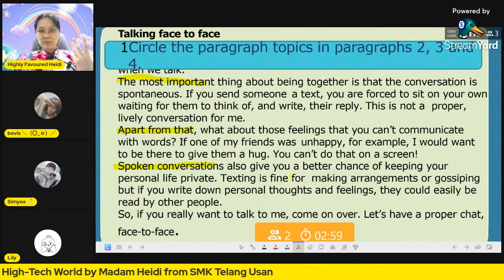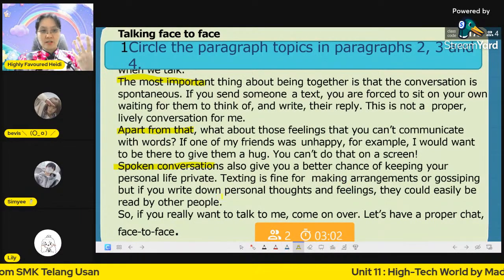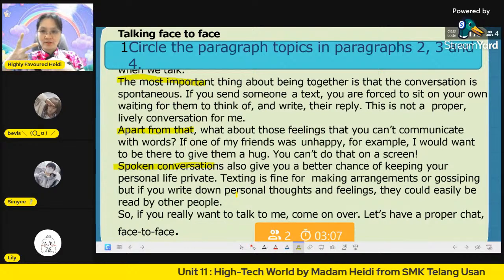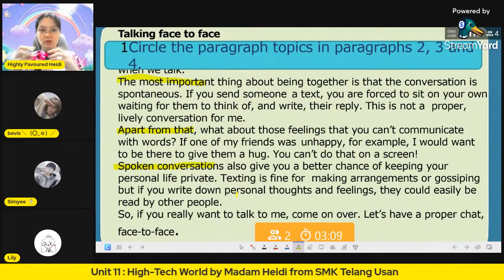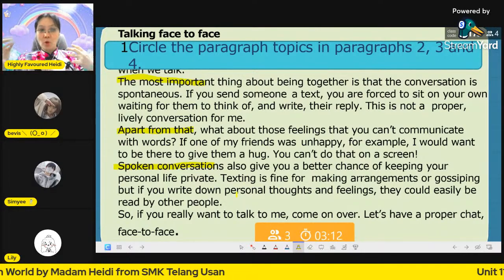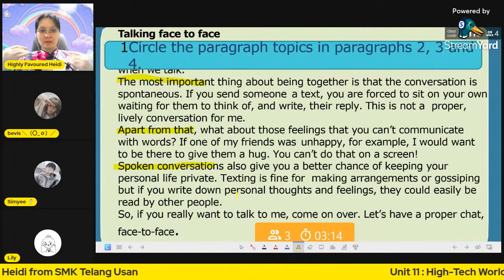The next one: spoken conversation also gives you a better chance to keep your whole life private. Texting is fine for making arrangements and gossiping, but not for writing down your thoughts. They can be easily read by people. This one is also great. Only 2 sentences, but it uses a lot of linking words, like but and and in the same sentence.